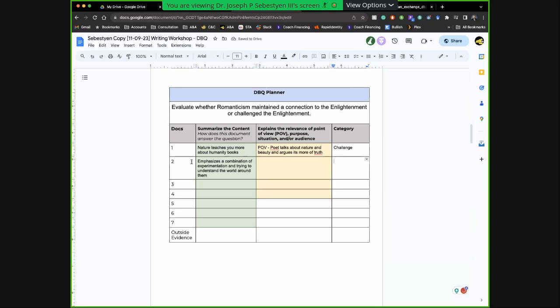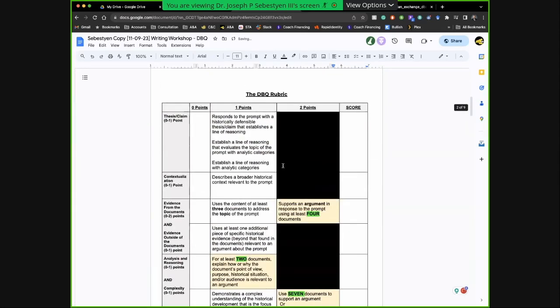So I guess in terms of point of view or purpose, I like purpose. He's an intellectual and wishes to justify its value. Would this challenge or maintain a connection? Maintain a connection. All right.